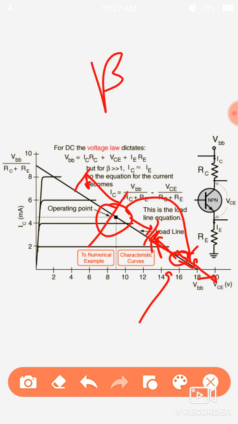So the load line plays an important role in making a circuit which is unaffected and behaves in the manner which we want.